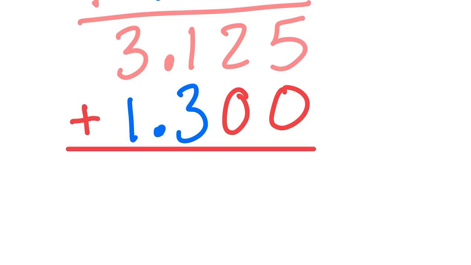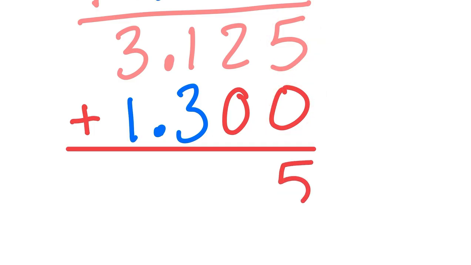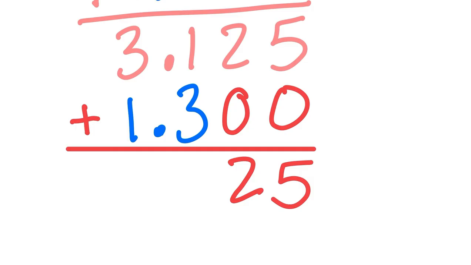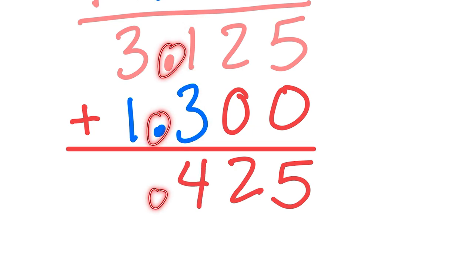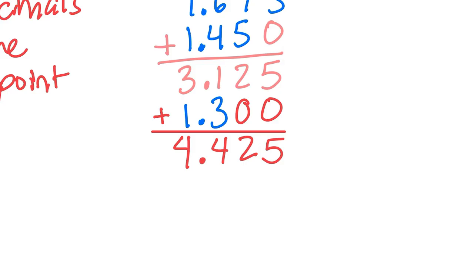We've got 5 plus 0 is 5. So we'll put 5 there. We've got 2 plus 0 is 2. So we'll write 2 there. We've got 1 plus 3 is 4. We'll put that there. We've got to make sure that we have our decimal points lined up in our answer as well. So we'll put the decimal point there. And then finally we have 3 plus 1, which is 4. Making our final answer 4.425.